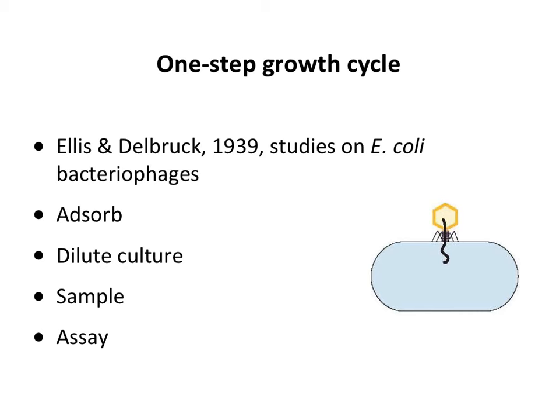So he developed this one-step growth cycle, and what he would do, he would take a culture of E. coli, shown here, the blue cell. He would then take a culture of phage, and he would adsorb the phage to E. coli, in other words, allow the phage to attach. And then he would dilute the culture so no more adsorption occurred. So you make a dilute culture, so now the likelihood that a phage is going to attach to a bacteria is very low. And now you incubate the culture and you take samples at different times after adsorption and you measure virus infectivity by plaque assay.